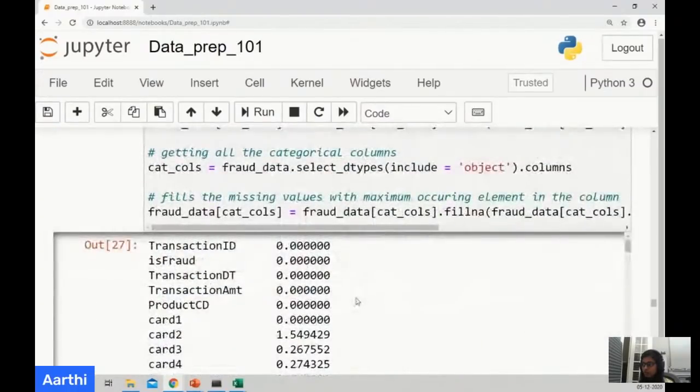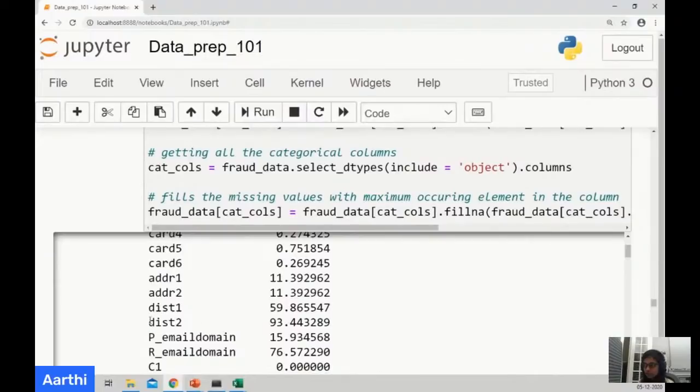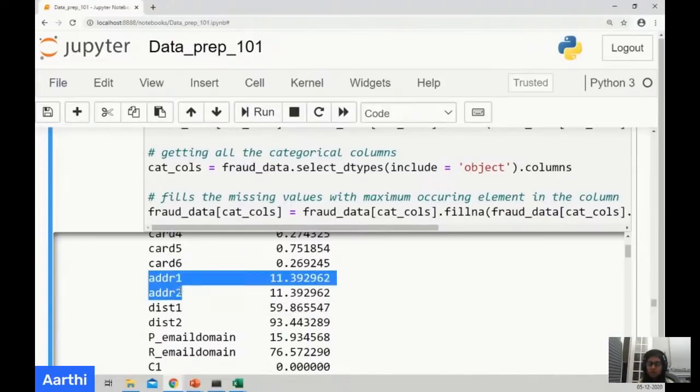So yeah, this is the percentage of missing values in each of the columns. So for example, if you look at this dist 2, 93% of them are missing values. So these kind of columns you can drop already. The dist 1 is also something you can drop. But before you drop this, you might also check if there is something called postcode, or can you derive this dist column from address 1 and 2.